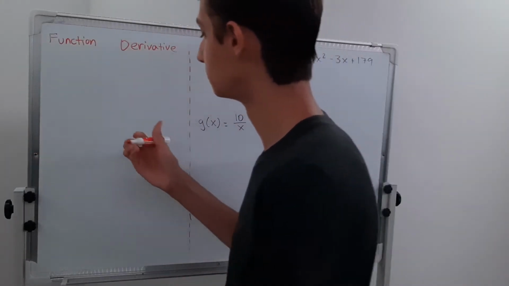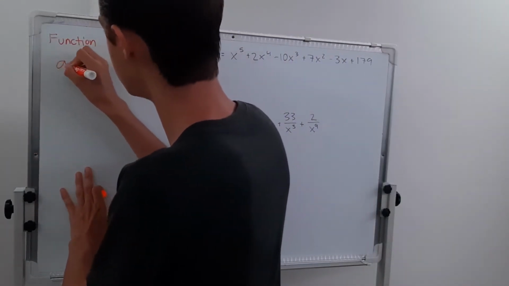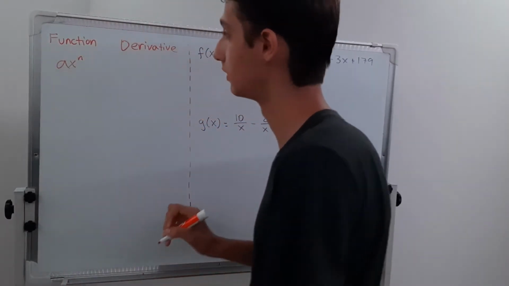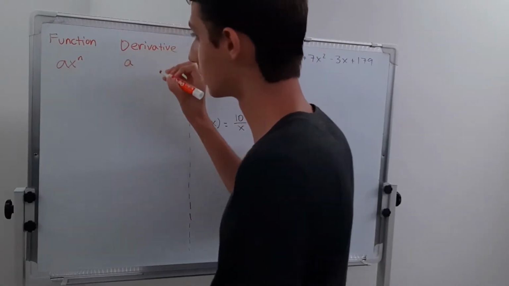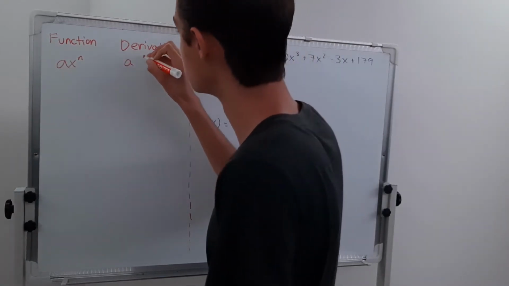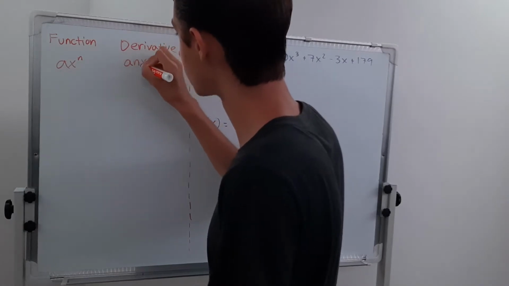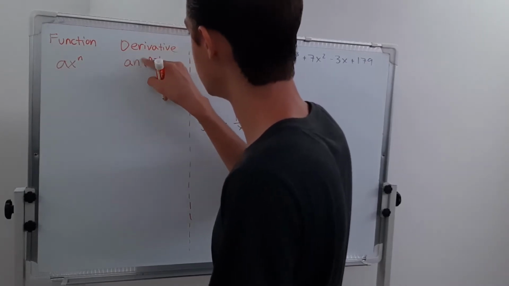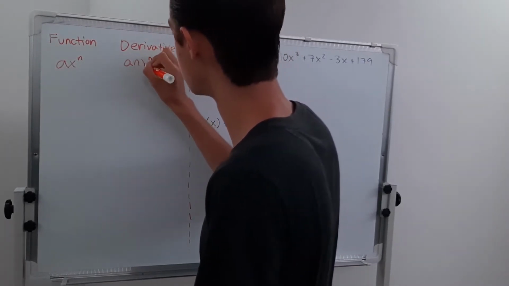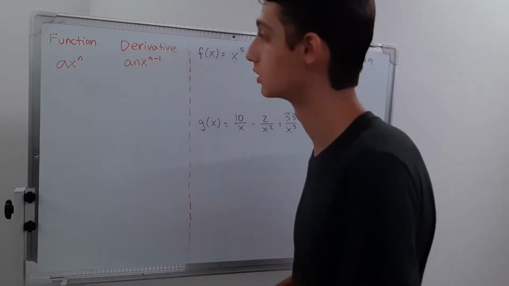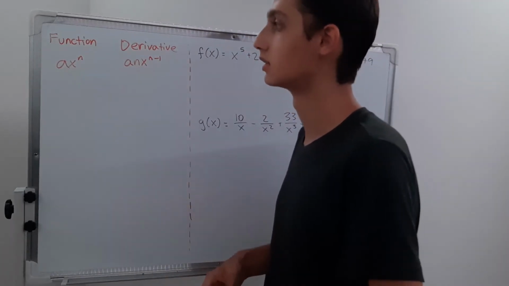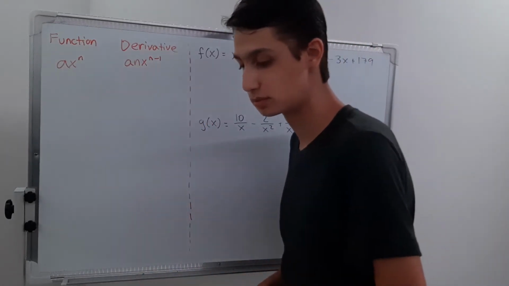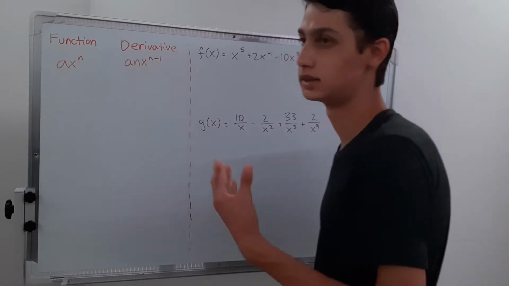It basically says that when you have a constant, let's say a, and you multiply it by x to the n, the derivative of this is going to be a, your coefficient, times n times x to the n minus 1. This is one of the most basic rules of derivatives. This looks a little intimidating, but I'm going to display it through several examples and you'll be able to see.